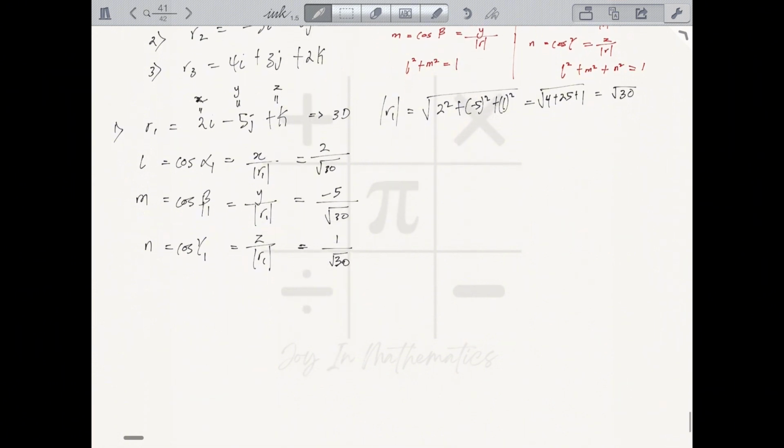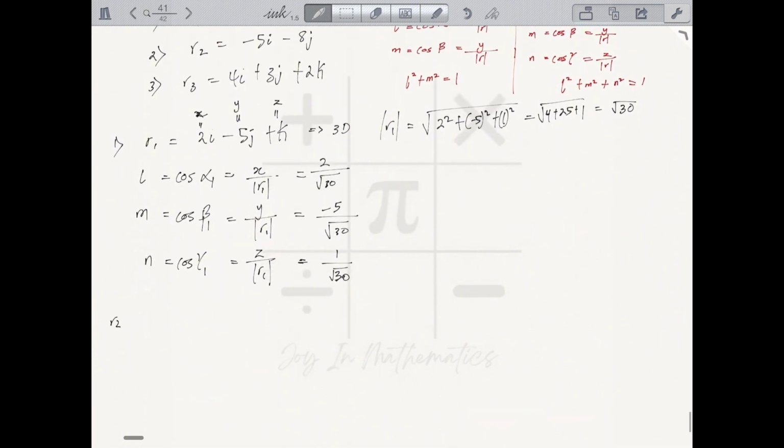Let's move on to the next question, which is r2. We are asked to evaluate the direction cosine of minus 5i minus 8j, and this is a two-dimensional vector. Since it's a two-dimensional vector, we are going to have on the x-axis cos alpha 2 and on the y-axis cos beta 2. We can call these L2 and M2.